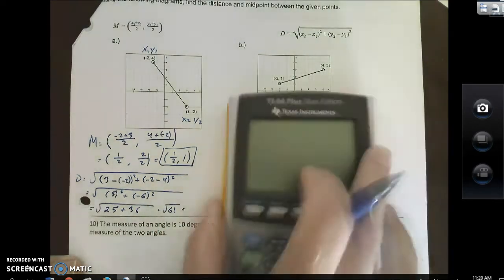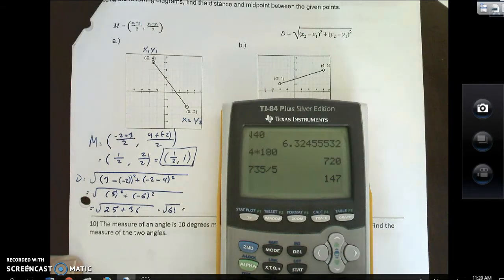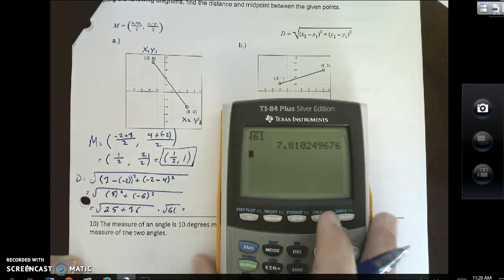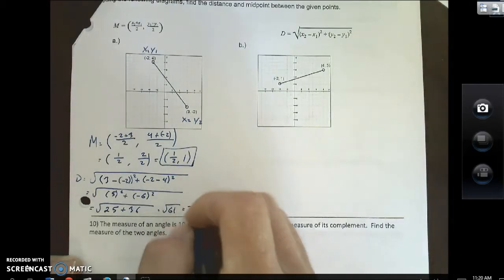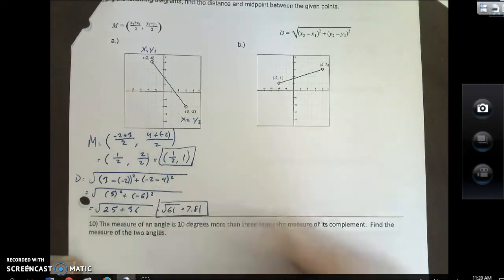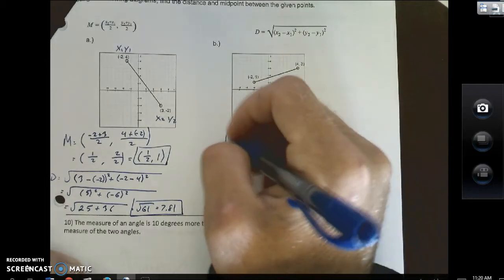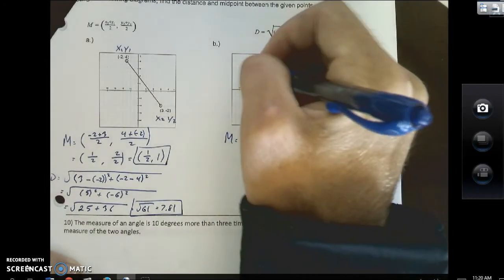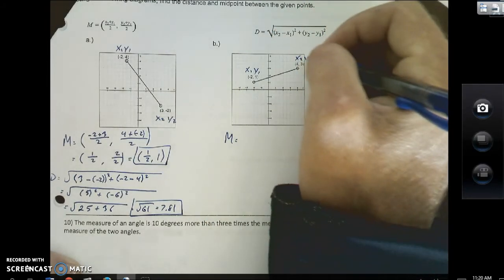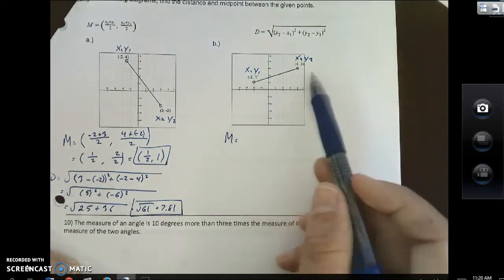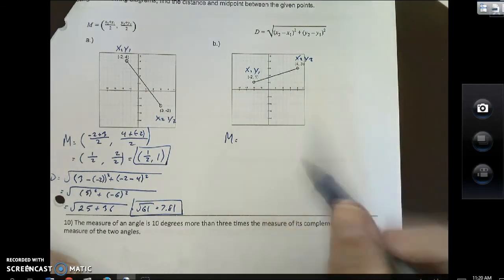Now, if you guys would like, you can take a calculator out, and I can type in square root of 61, 7.81. Okay? So both of them will work. Now, just to show you guys over here again real quick, same type of problem, x1, y1, x2, y2. If you're wondering, it doesn't matter which one you make which, as long as you're consistent, you're fine.